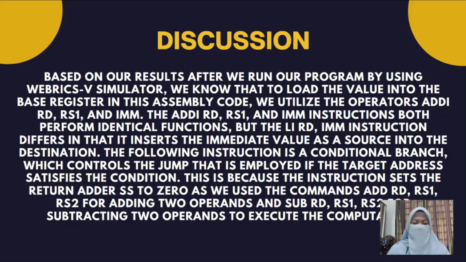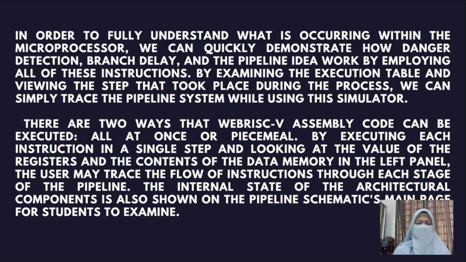The following instruction is a conditional branch, which controls the jump that is employed if the target address satisfies the condition. We use the commands add rd, rs1, rs2 for adding two operands and sub rd, rs1, rs2 for subtracting two operands to execute the computation. In order to fully understand what is occurring within the microprocessor, we can quickly demonstrate how hazard detection, branch delay, and the pipeline work by employing all of these instructions.